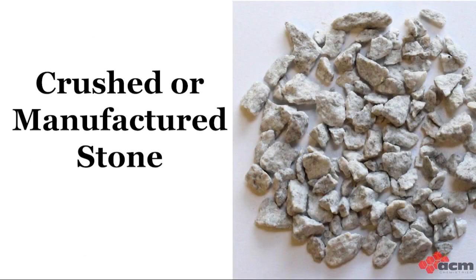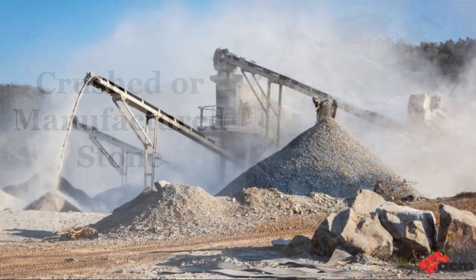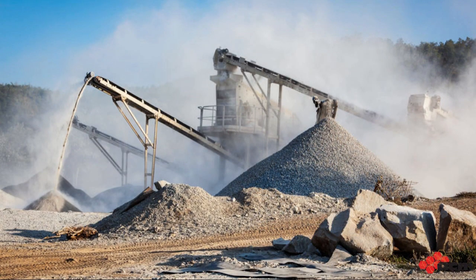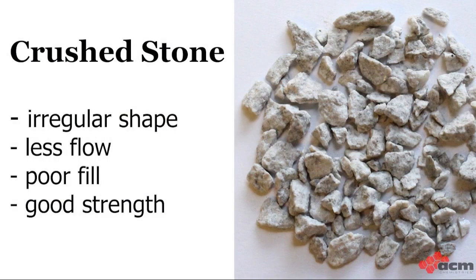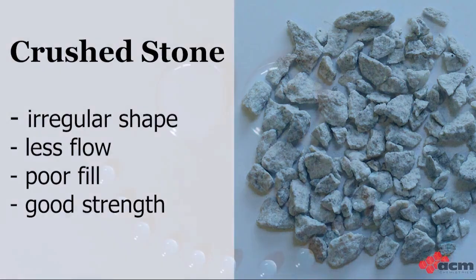Here we see crushed or manufactured stone. These are mined in quarries and then fed through crushers to reduce the size. Notice that the crushed aggregate has more irregular shapes with sharper edges. We also see some flat elongated pieces. Angular crushed aggregates don't flow well, which means we have to work harder to get correct fill and density. On the other hand, the rougher surfaces allow particles to interlock together, and cement can more easily bind to the aggregate surface. In this way, the compressive strength may be higher.